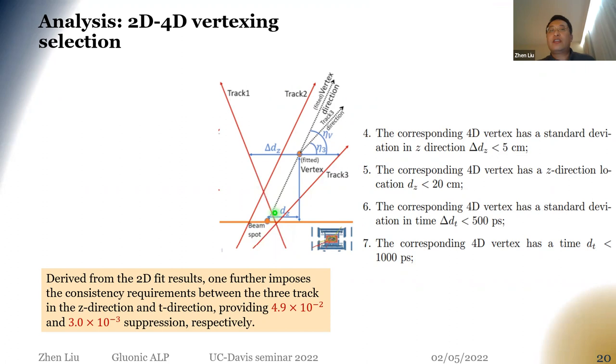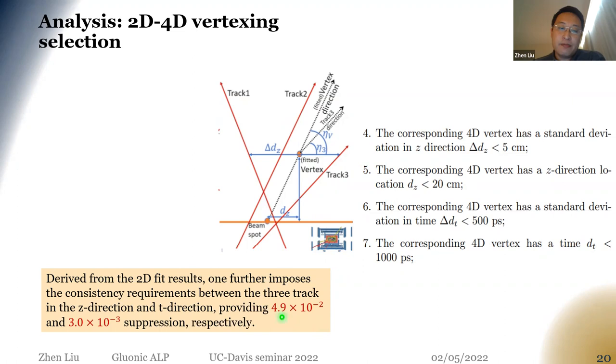And of course, for random tracks, it's really hard to fit a common vertex. As for a signal, the tracks will really be coming from the same vertex, so there will be a high efficiency. So the transverse plane and the Z direction provide another 2-order magnitude suppression.